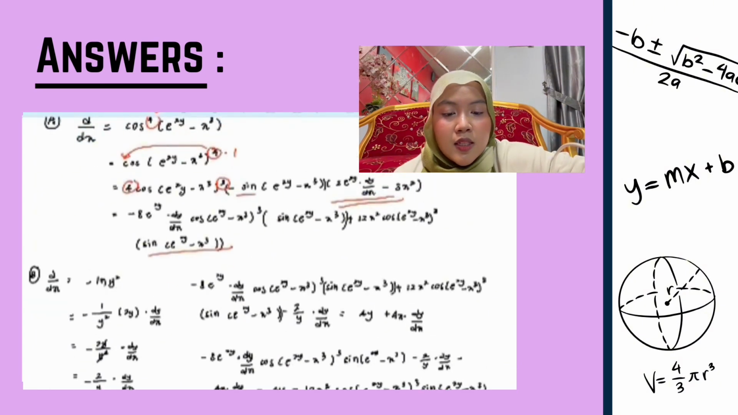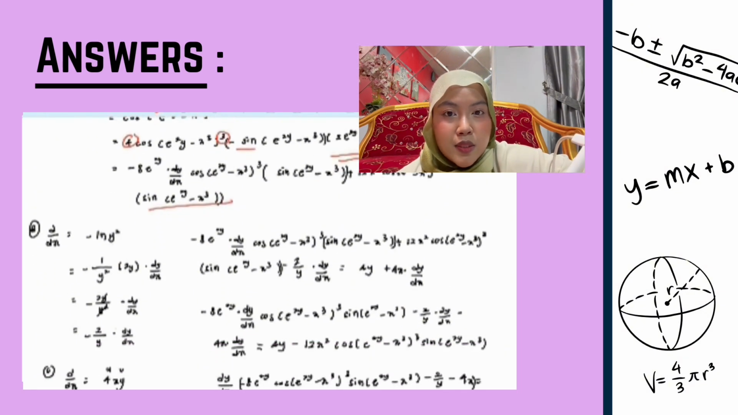For part B, d/dx of negative ln y^2. We differentiate the ln, got 1 over y^2. Then we differentiate the y^2, we got 2y times dy/dx. So we got negative 2y times dy/dx.